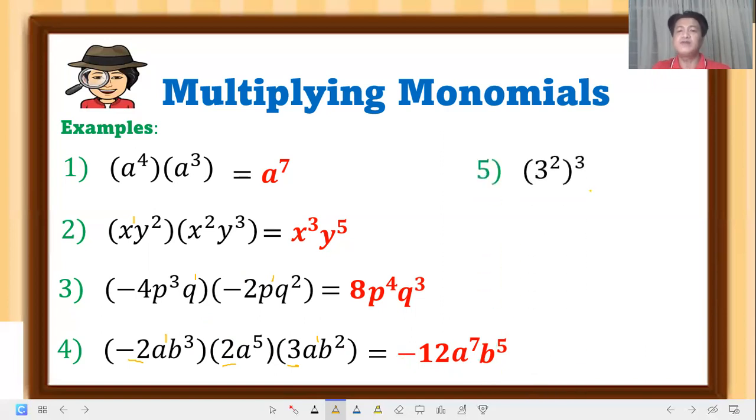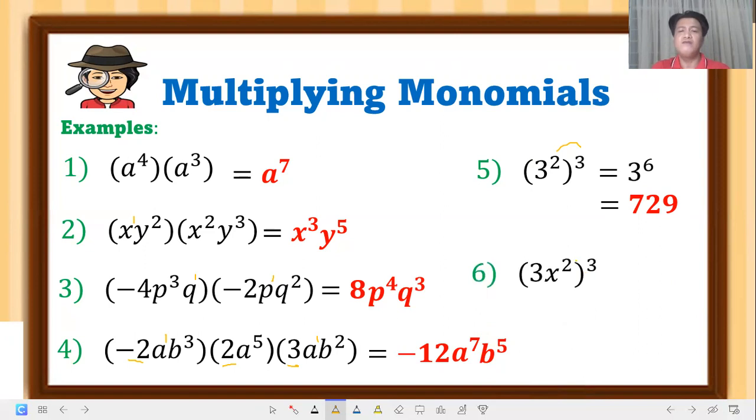Okay, another we have 3 squared raised to the power of 3 or cube. Okay, meaning to say, we are going to apply the power of a power, di ba? Meaning to say, i-multiply natin yung 2 doon sa 3. Kaya 3 raised to 6. And what's the value of 3 raised to 6? That is 729. Ibig sabihin yan, 6 na beses mo i-multiply yung base mo na 3.